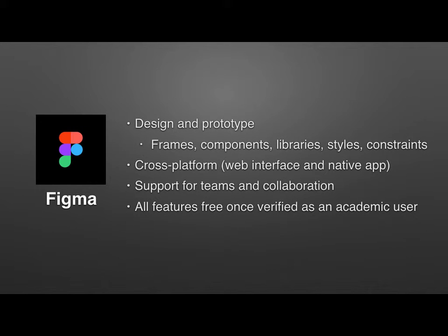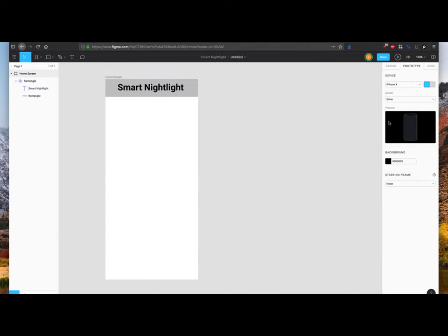So just some facts about Figma. I think I touched on most of these. All of these tools have concepts like frames, components, libraries, and constraints. The nice thing about Figma is that it's free for us. It supports teams and it supports collaboration actively, so at the same time you can work on it and look at it together. That's kind of nice. And it does run cross-platform. So let's talk about my experience with Figma.